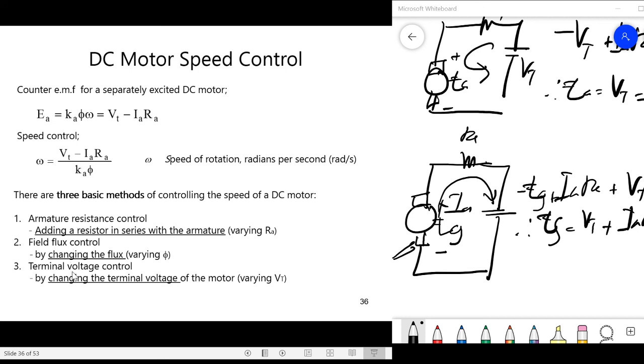Okay. Ataupun you main dengan terminal voltage. Tiga benda you boleh play. This one and this one. Simple je. Dia datang daripada sini. Sebab EA adalah Kφω adalah VT tolak IRA. So daripada sini boleh main tiga benda lah.